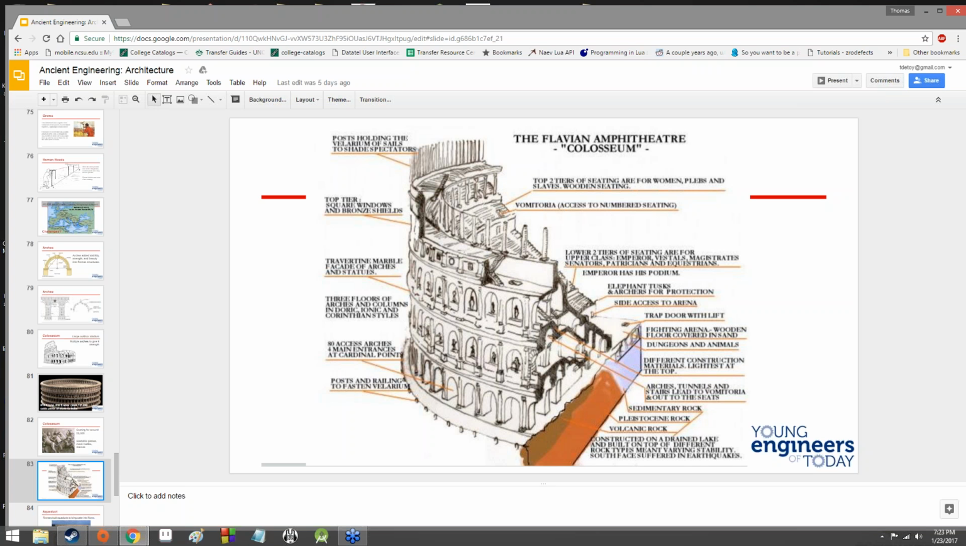Although there were still issues with it because it was different rock types. The south face actually suffered earthquakes, which is pretty interesting. I didn't actually know that. That's kind of crazy. You don't want to sit in the south face. But yeah, so there was a lot that went into the Colosseum.